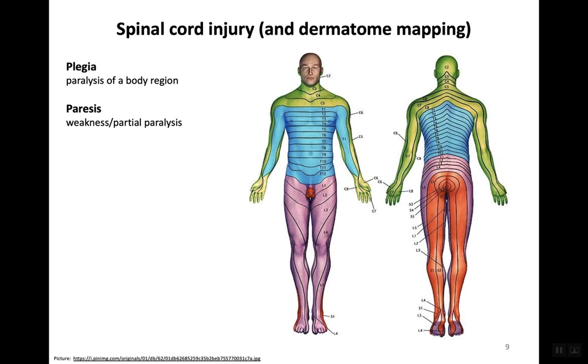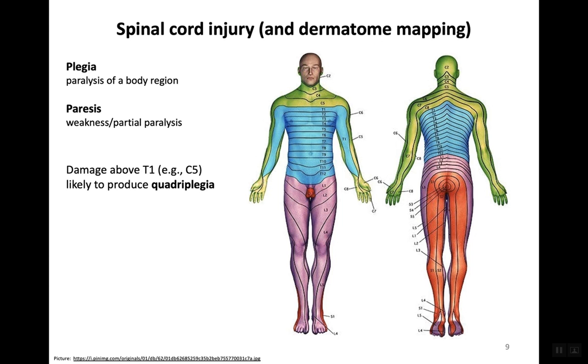However, typically the damage to the spine is more diffuse, which means that not just the somatosensory signal is compromised, but also the motor signal, which involves the inability to control properly a certain part of the body. And in that context, we talked about different forms of plegia, paralysis of a body region, or paresis, which is a weakness or a partial paralysis of the body.